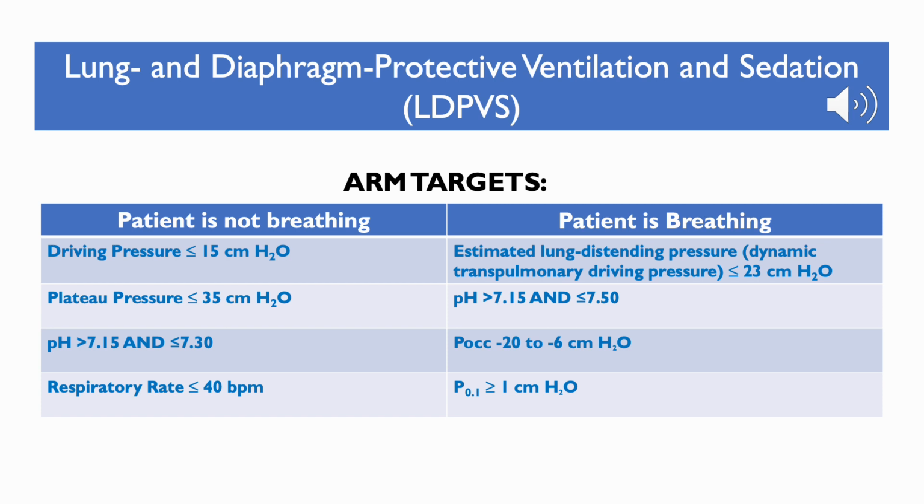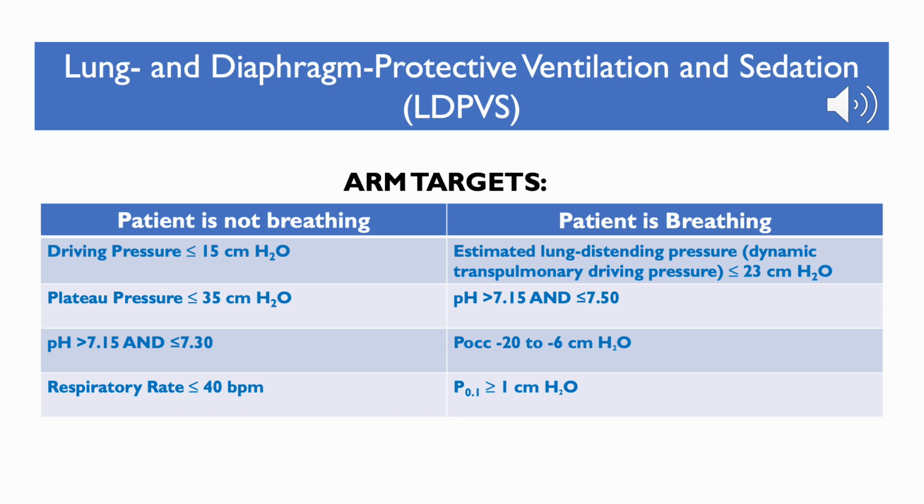Once the patient begins to breathe, the pH target changes. During assisted ventilation with the patient breathing, the estimated lung distending pressure, also referred to as the dynamic transpulmonary driving pressure, must be less than or equal to 23 centimeters of water. The pH must be between 7.15 and 7.50. The POC must be between minus 20 and minus 6 centimeters of water, and the P0.1 must be greater than or equal to 1 centimeter of water.